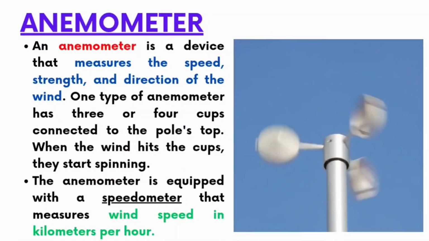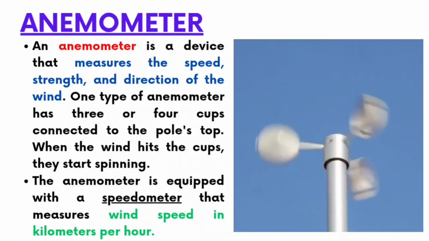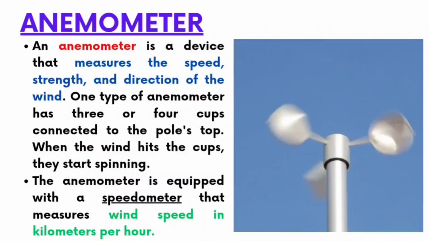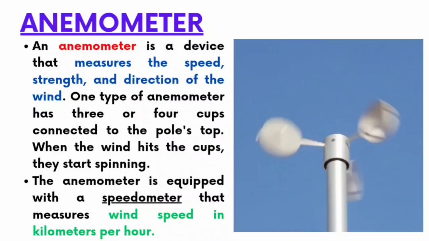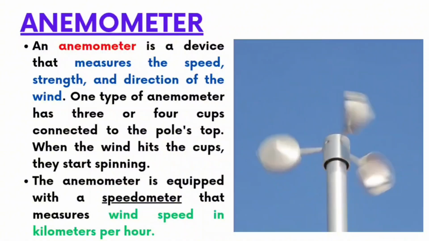Anemometer. An anemometer is a device that measures the speed, strength, and direction of the wind. One type of anemometer has 3 or 4 cups connected to the pole's top. When the wind hits the cups, they start spinning. The anemometer is equipped with a speedometer that measures wind speed in kilometers per hour.